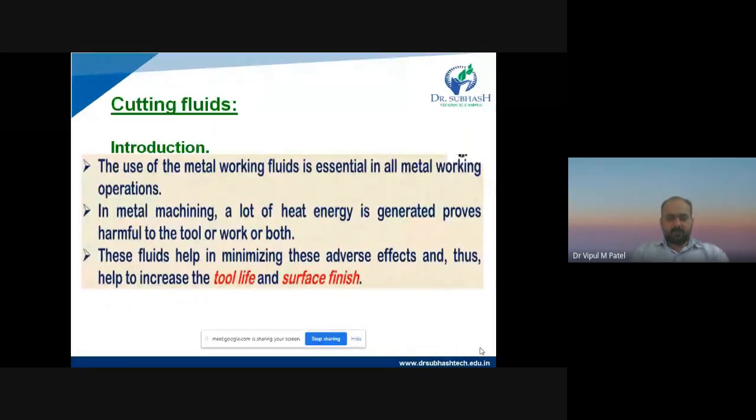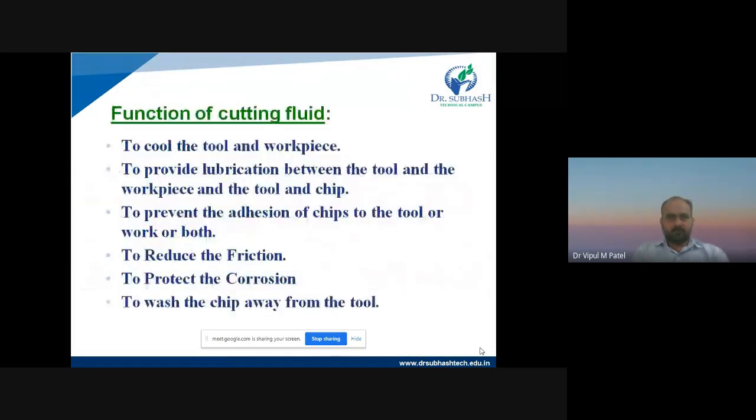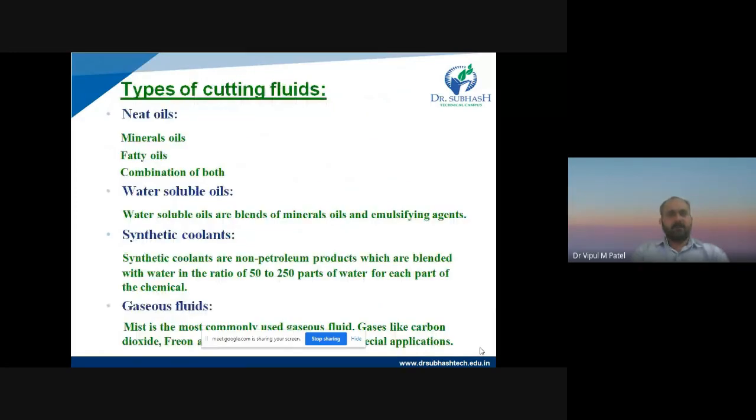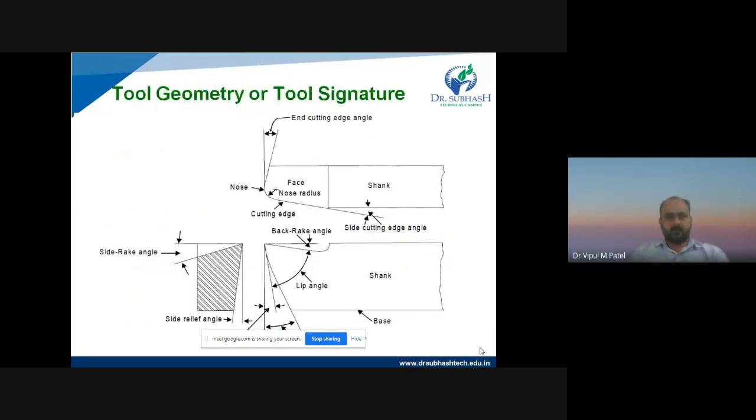Cutting fluid: importance of the cutting fluid, qualities, characteristics, functions, or we can say properties of the cutting fluid, and different types of cutting fluids. And now today we are going to discuss the tool geometry. With the use of this figure, I hope you can easily understand the tool geometry, or we can say tool signature, or tool designation of the single point cutting tool.